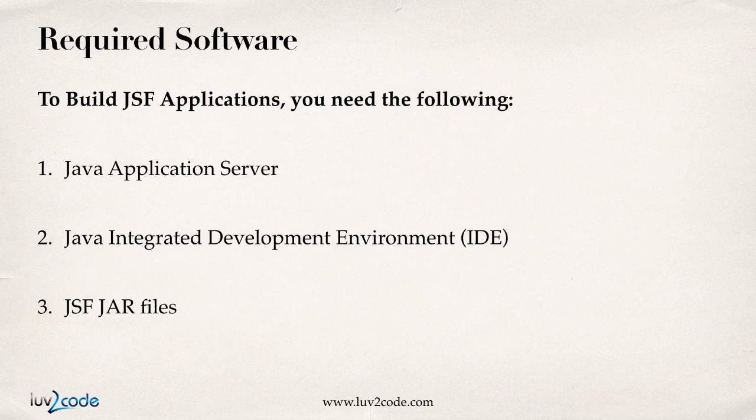And then the third thing you're going to need is the JSF jar files. JSF is an API. It has a number of classes and interfaces that you have to use, and you'll have to download those jar files and include them in your project. You can manually download the jar files from Oracle's website and manually include them. However, I'm going to show you a really cool trick in Eclipse where Eclipse will automatically download the JSF jar files for you and include them in your project. You'll see this information in the following videos.